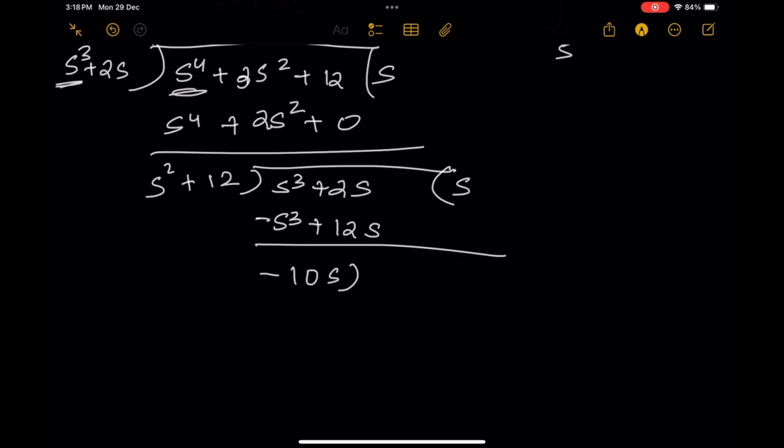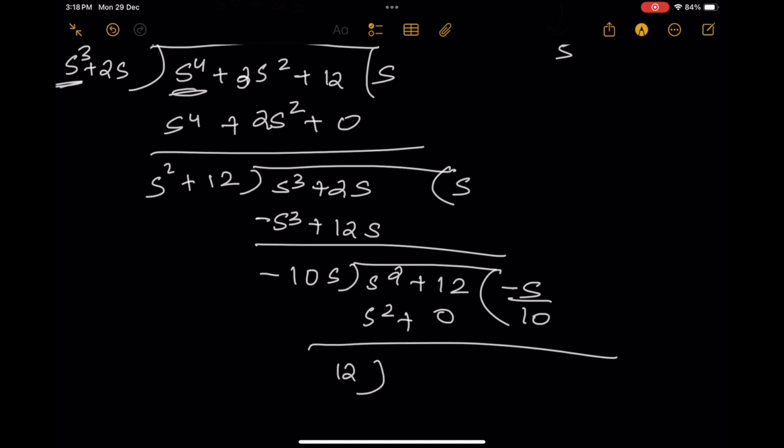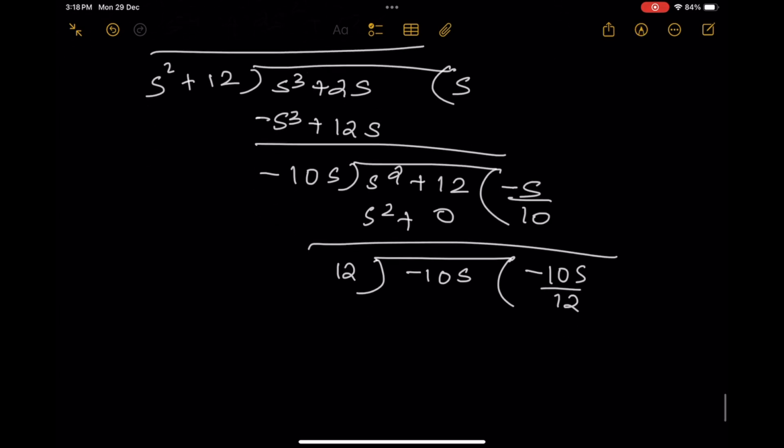I'm taking s square plus 12 inside, and I'm dividing once again. I have to make minus 10s into s square, that is I have to multiply it with minus s by 10. So it will be s square plus 0. Then I'm putting 12 on the outside, minus 10s on the inside. I have to get minus 10s. So in order to get minus 10s, I have to multiply with minus 10s by 12. So the answer will be minus 10s and the remainder will be 0.